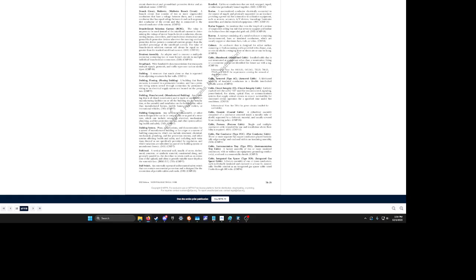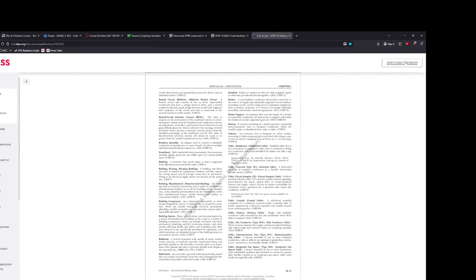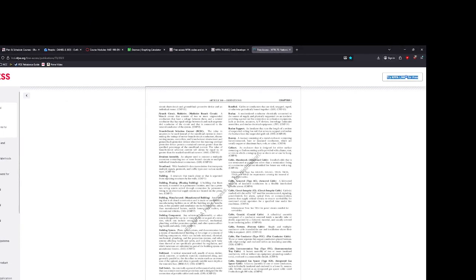Branch circuit, multi-wire, is one that we did highlight, and that I would also recommend knowing. Multi-wire branch circuit, up here, is one with one or more hot wires. So, for example, a split wire system or a 240-volt system, stuff like that.